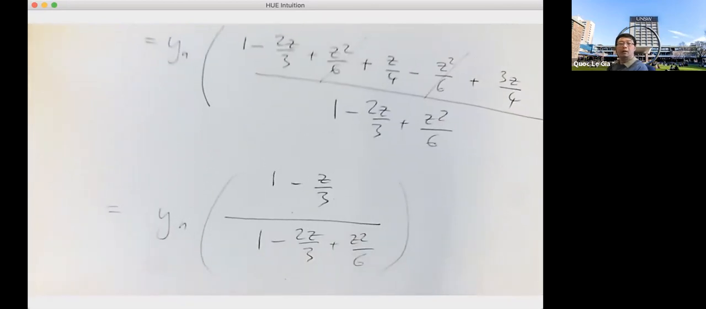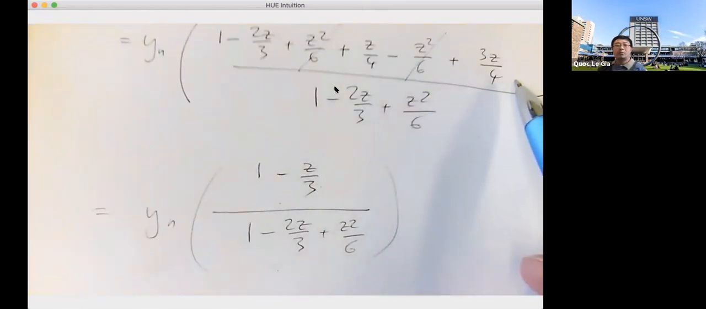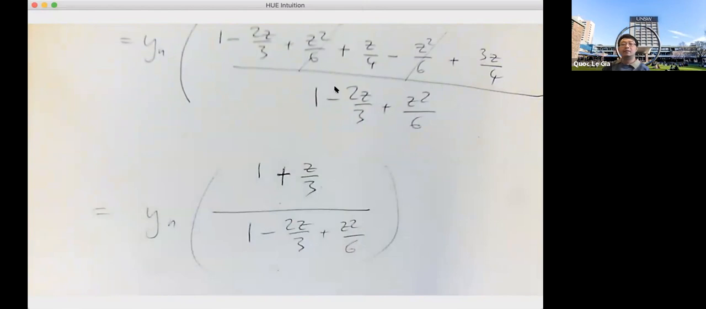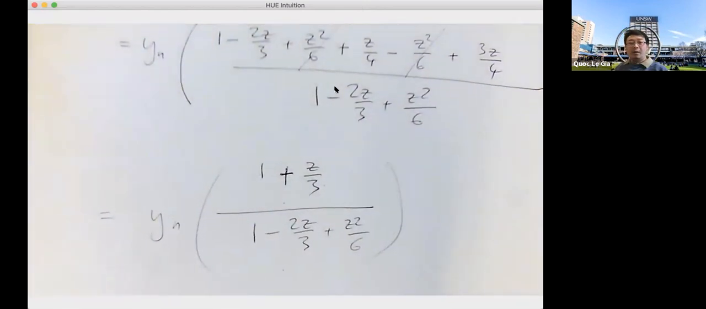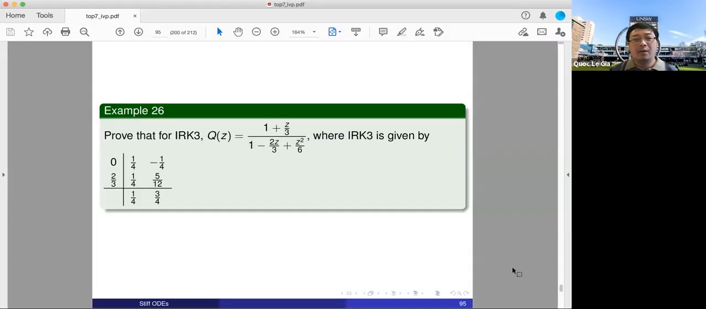So now if I go back to the slide. No. So 1/4 plus 3/4 is 1, and 1 minus 2/3 is plus 1/3, not minus. Okay, so far so good, right? Now we go back to the slide and see whether we get the correct answer. Yes, we get the correct answer. So we are lucky.